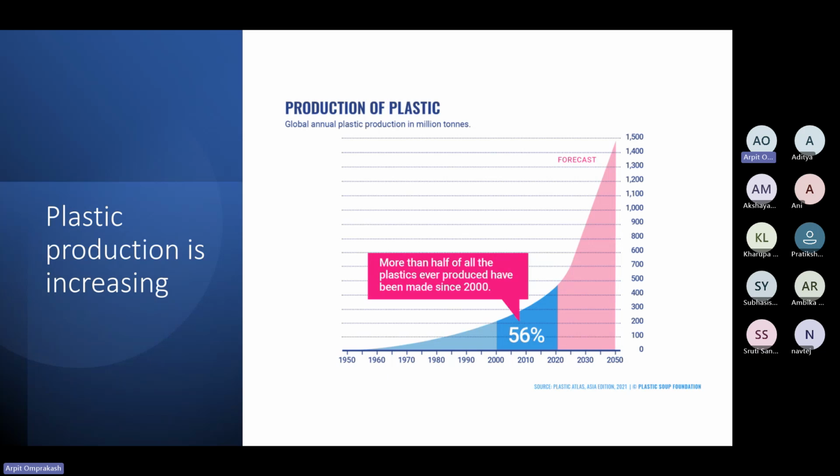So we see that overall across the years, the amount of plastic that is produced all across the globe has been increasing, and it has been predicted to increase quite a lot till 2050. More than half of the plastics that have ever been produced have been made after 2000, and plastic production started way early in the 1950s. Okay. So within the last 20 years, more than half of the plastic has been produced. So the amount of production of plastic is quite high.